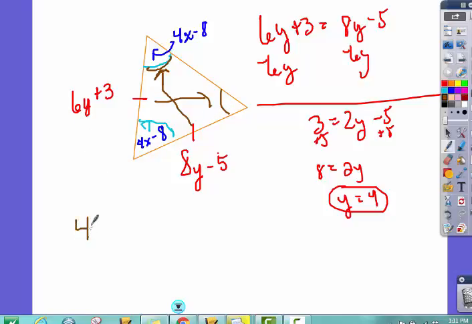So 4x minus 8 has to equal 60. So 4x equals 68, and x equals 17.